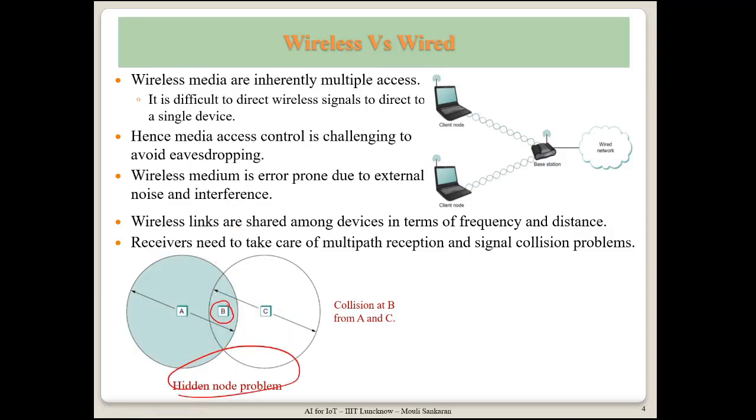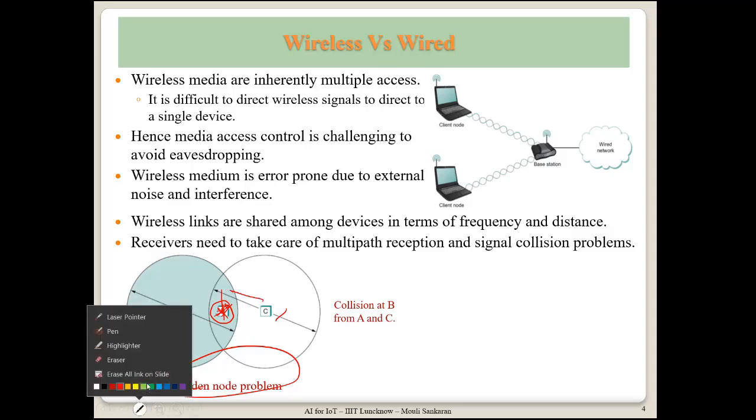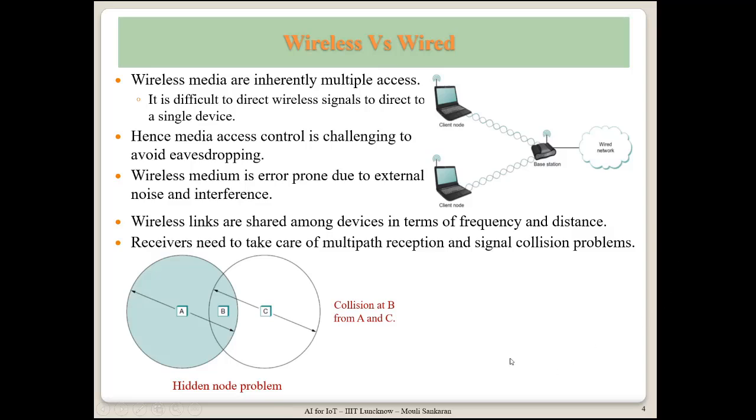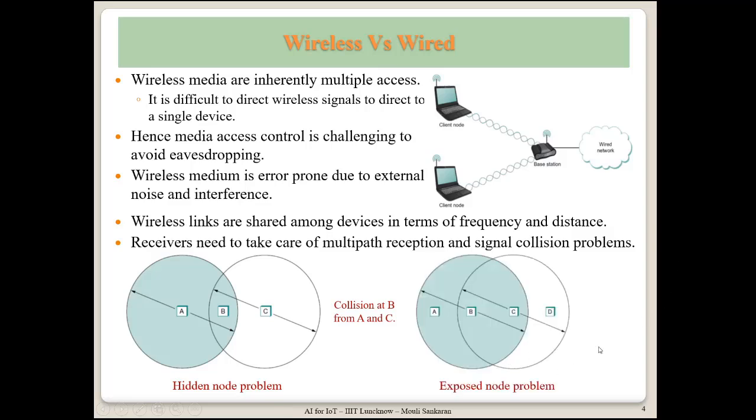But B will receive both and they will get collided. Now B gets no signal at all, it gets disturbed, but A and C think that they have successfully transmitted the signal because they don't see the collision happening. Okay, this is what is called the hidden node problem in wireless. This is the exposed node problem. Okay, let me explain this.